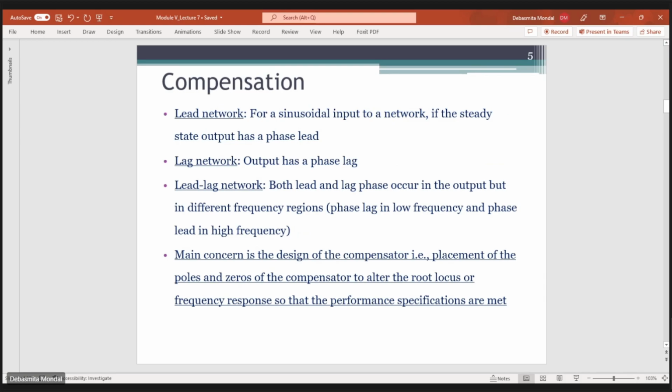In order to make that open loop system into a stable system, we use a lead compensator. Why do we use a lead compensator? Because by using a lead compensator, you can increase the margin of stability.